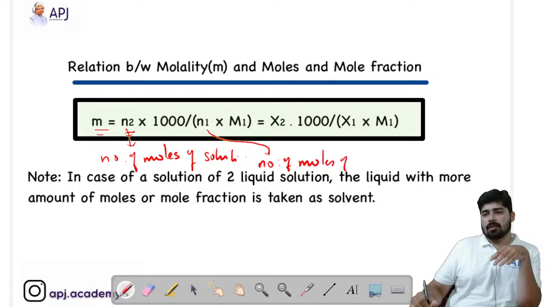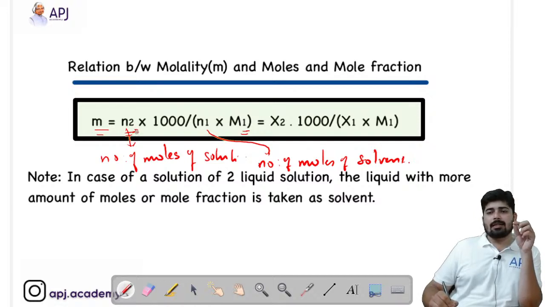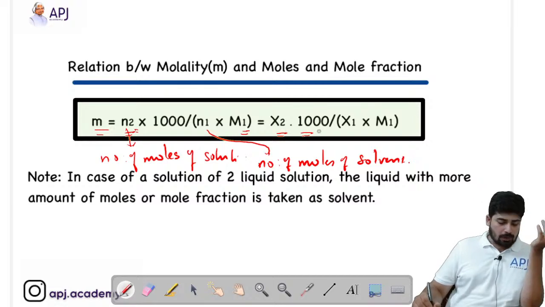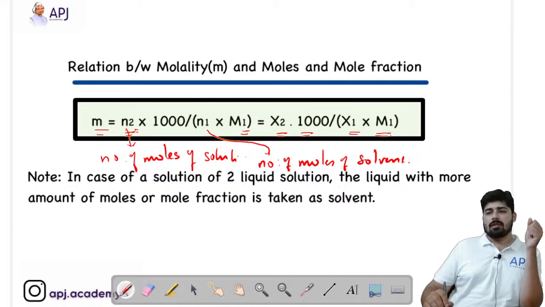Number of moles of solvent into molar mass of solvent. Always remember that if I give you 1, it represents the solvent. If I give you 2, it represents the solute. And this is another equation: molality equals mole fraction of solute into 1000 divided by mole fraction of solvent into molar mass of the solvent. So this equation is very important, and here there is a note.